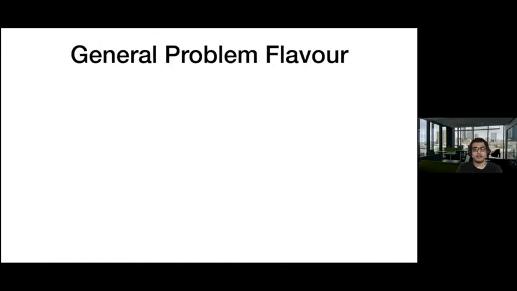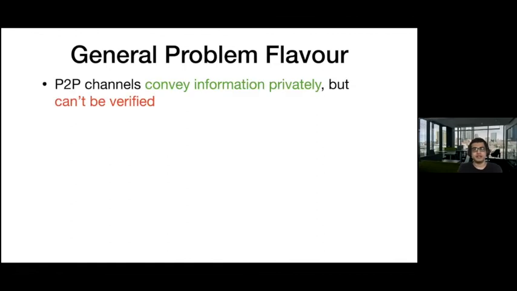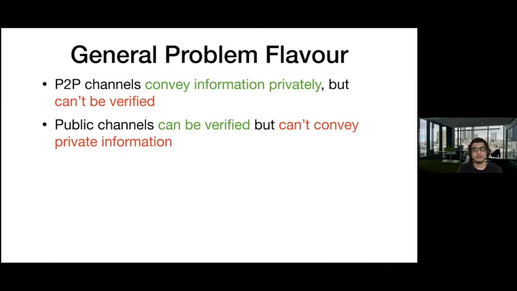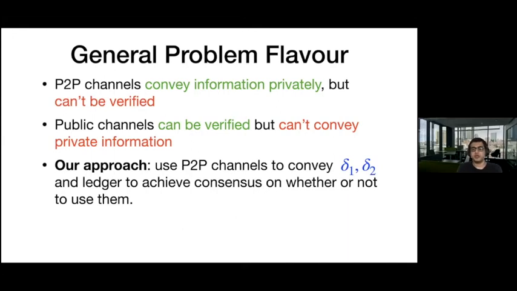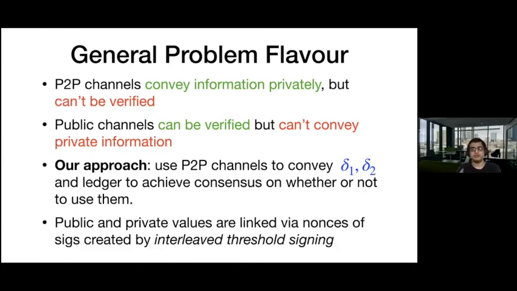Right? So this is the general flavor of the problem: point-to-point channels can convey information privately, but they can't be verified. And public channels can be verified, but they can't convey private information. There are some special challenges in the proactive setting. So, it's hard to adjust the ciphertext on a ledger, for instance. So our approach is going to be to use point-to-point channels to convey the refresh information and the ledger to achieve consensus on whether or not to use them. Right? And we use a new technique of interleaving threshold signing to achieve this. Right? And we're going to bind the public and private values via signatures that are created by this interleaved threshold signing.